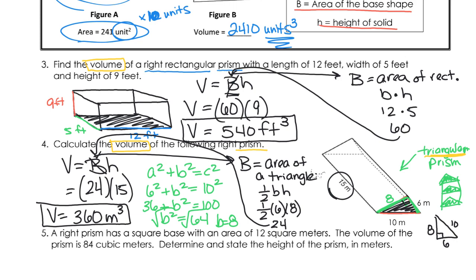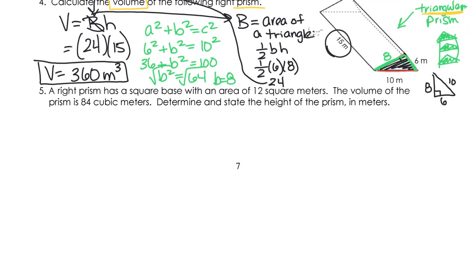So a little complicated, a lot of math. Let's try number 5. You'll get the hang of it. In number 5, we have a right prism with a square base with an area of 12 square meters. They're saying that the volume of the prism is 84 cubic meters, and they want us to determine and state the height of the prism in meters.